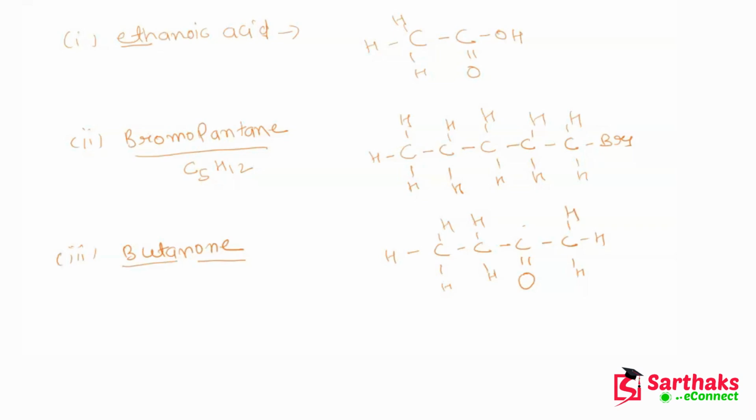Okay guys, so now you can see that this is the structure for butanol. So how many carbon atoms are present? 4. And how many hydrogens are present here? 1, 2, 3, 4, 5, 6, 7, 8. So 8 hydrogens are here and 1 oxygen. So I hope guys this point is clear to you.